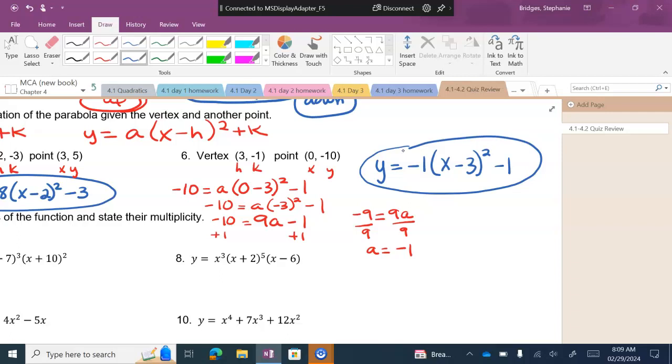I'm going to give you standard form, vertex form, and negative b over 2a. Okay?